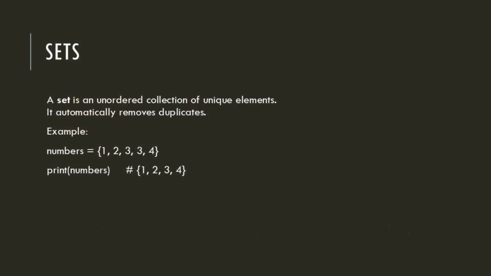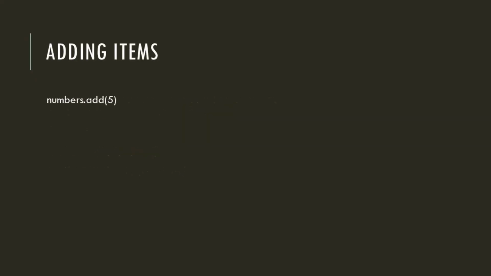A set is an unordered collection of unique elements. It automatically removes duplicates. Example, numbers equal to within curly braces 1, 2, 3, 3, 4. Print numbers will print all the elements within the set. Adding items, numbers.add 5. Removing items, numbers.remove 2.